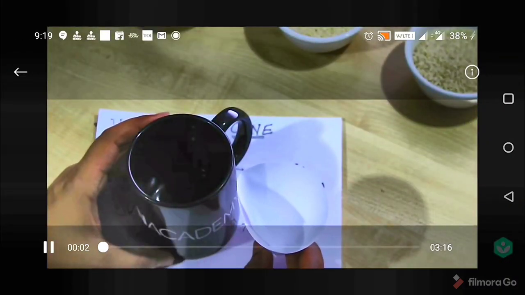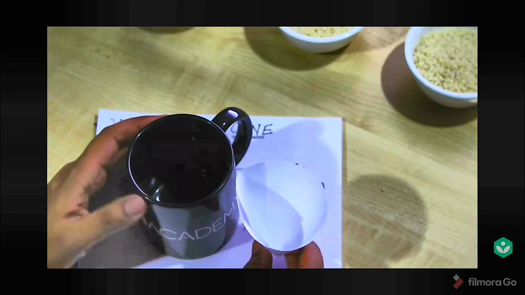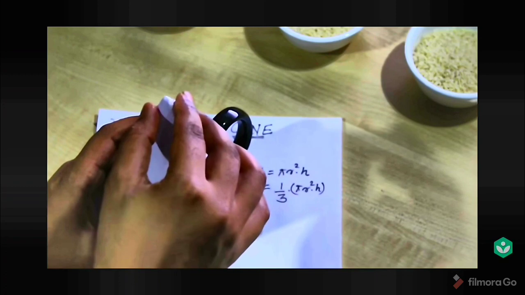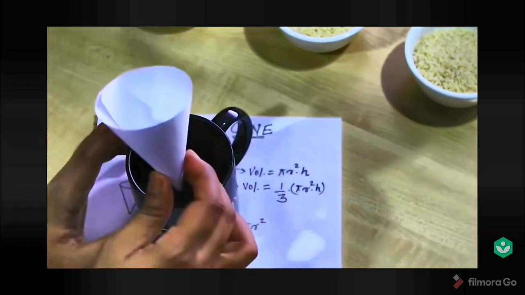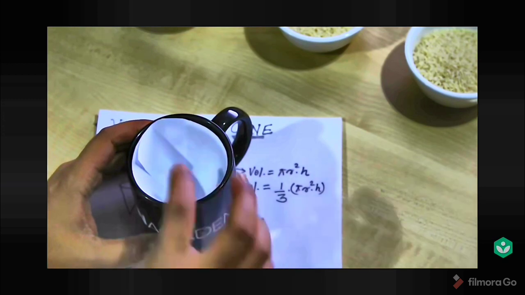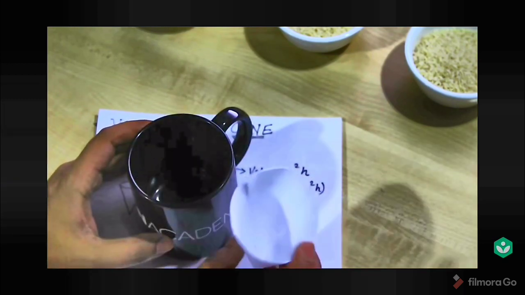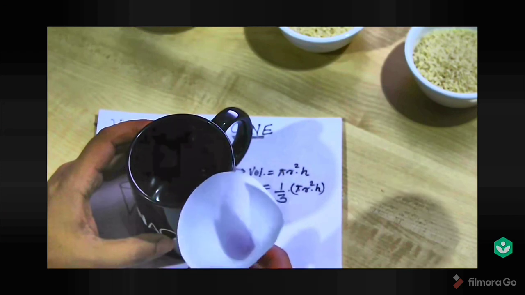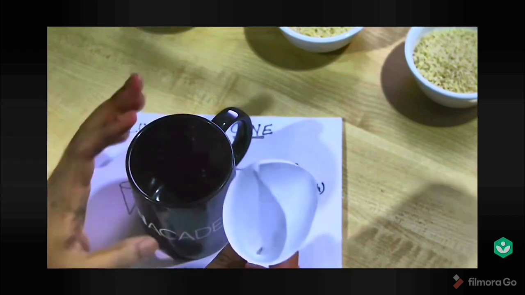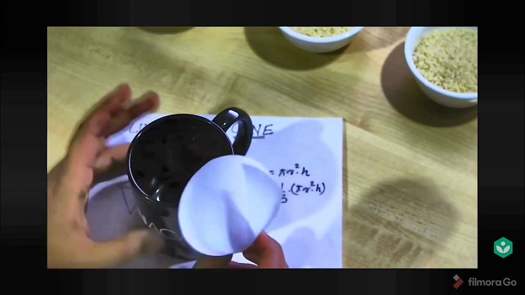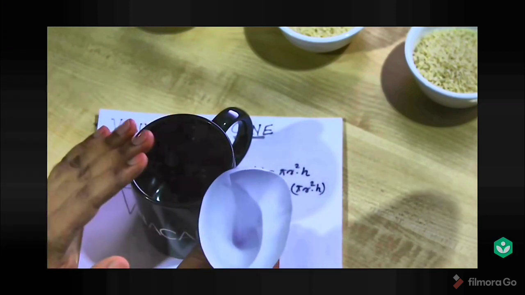Now let us learn the relationship between the volume of a cylinder and the volume of a cone. Take a cone whose height is exactly the same as that of a cylinder and whose radius is also the same as the cylinder's. Now we are going to fill this cone with some rice, not with water, because I have made this cone of paper, otherwise the cone will get wet.